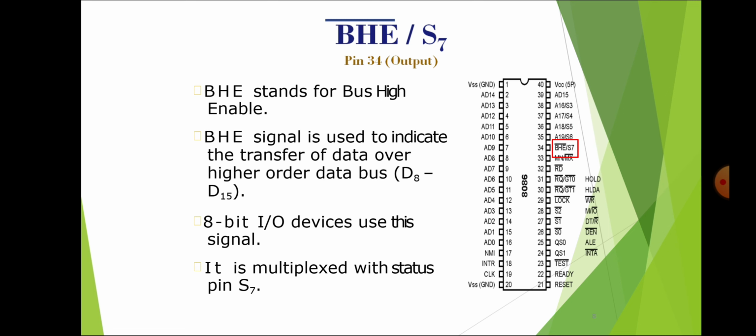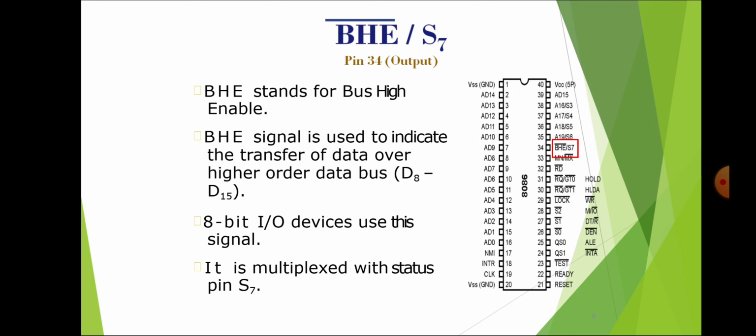Now BHE and S7, this is also a very important pin. BHE stands for bus high enable. I already explained it. The BHE signal is used to indicate the transfer of data over the higher order data bus D8 to D15. So 8-bit input output devices use this signal. It is multiplexed with status pin number S7.